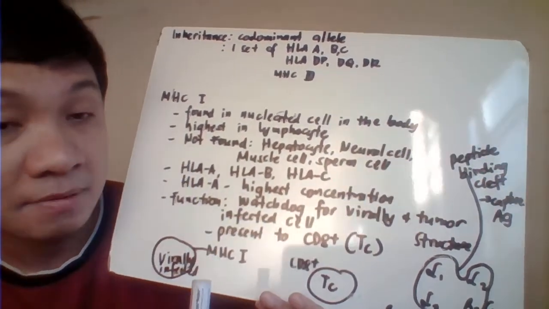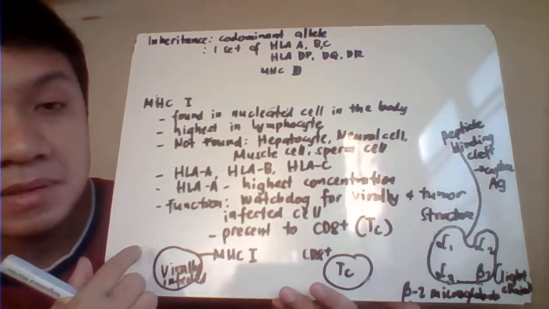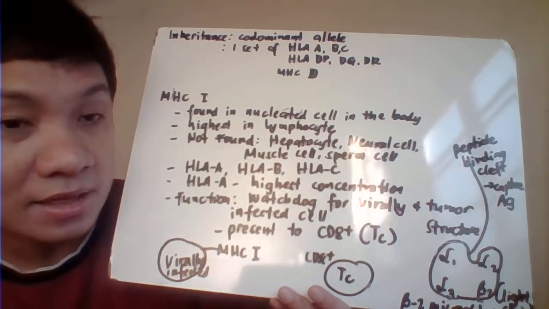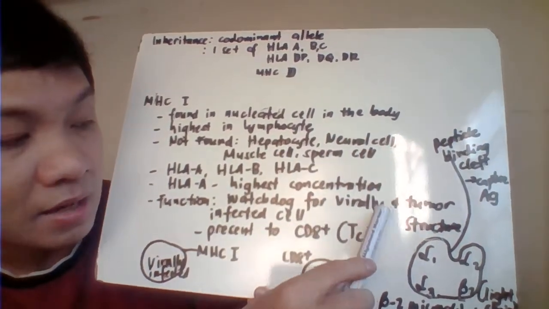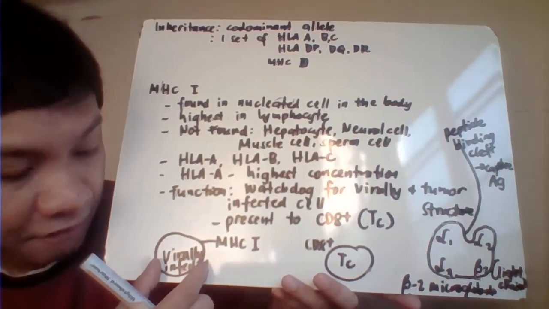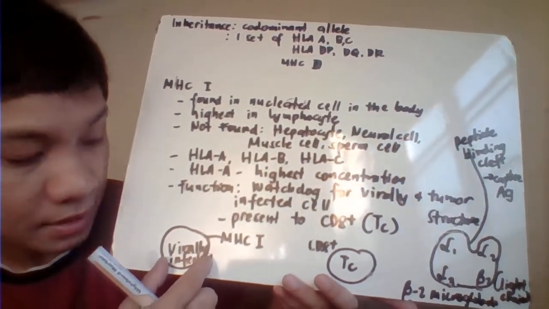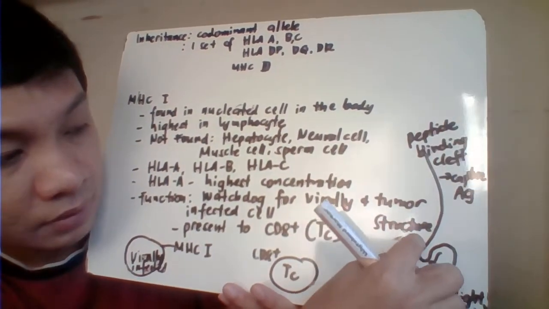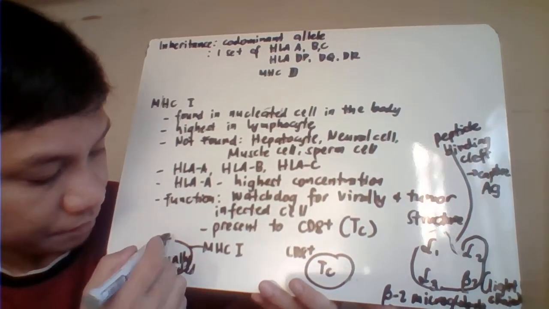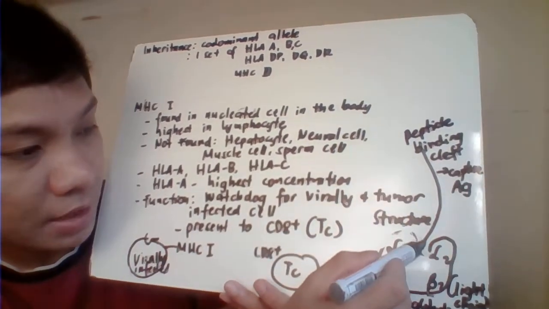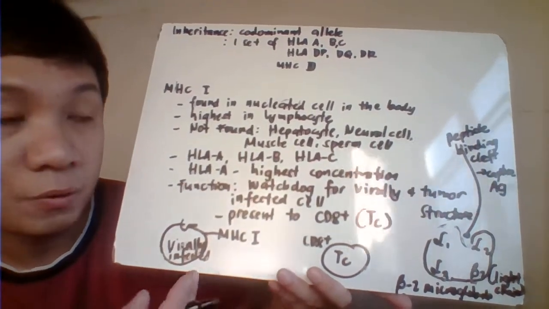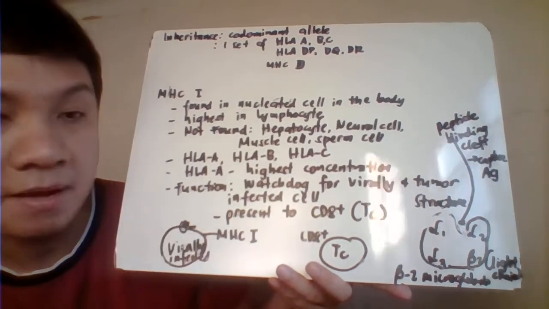For the function of our MHC class 1, this is involved in the antigen presentation of which antigen? We have the virally infected cell or the tumor-infected cell. So it captures the antigen, then presents it on the outside. For example, here is our antigen, which is your viral pathogen or tumor antigen. It presents it on the outside.